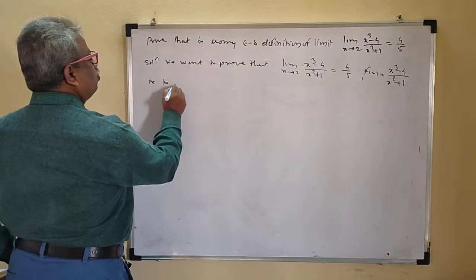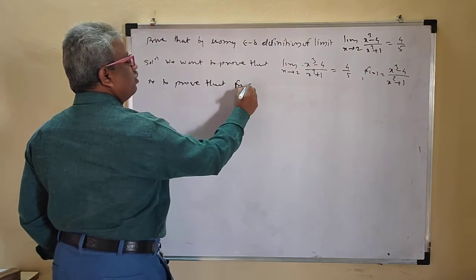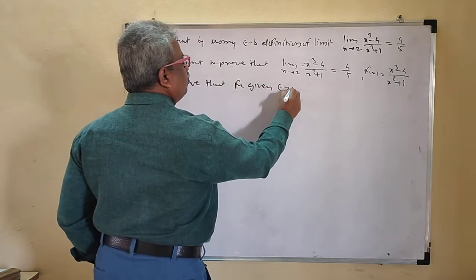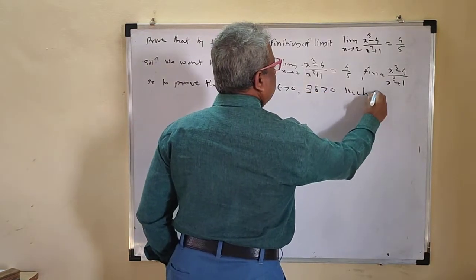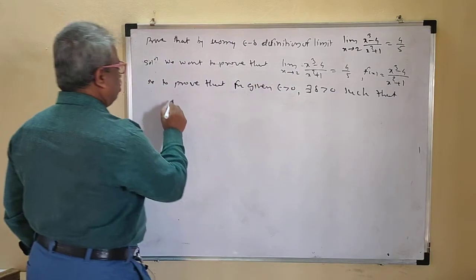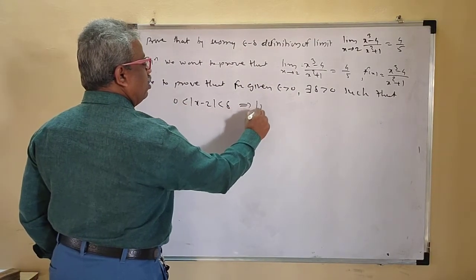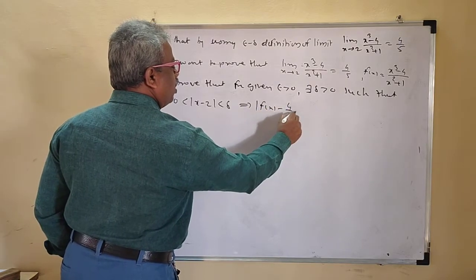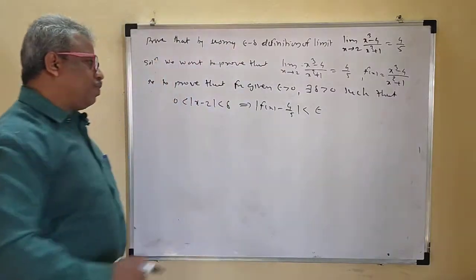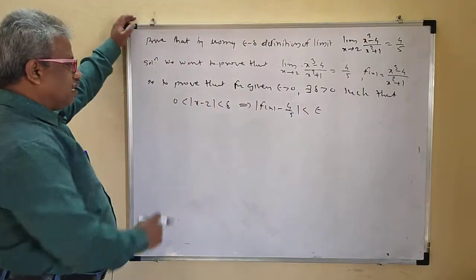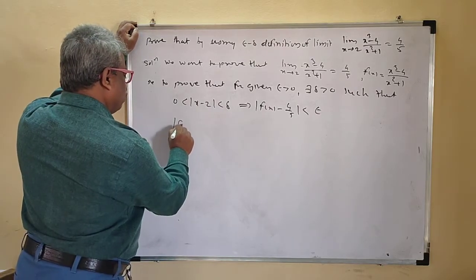That is to prove that, for given epsilon greater than 0, there exists delta greater than 0 such that 0 less than mod of x minus 2 less than delta implies that mod of f of x minus 4 by 5 is less than epsilon. Okay, so before that we'll first simplify this, and then we'll take the range of x minus 2.